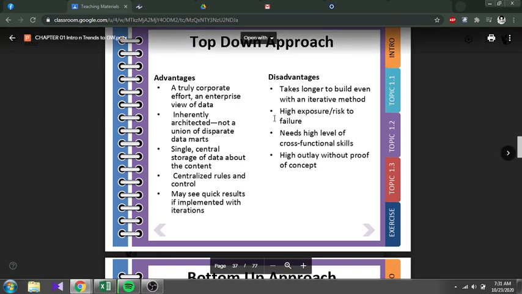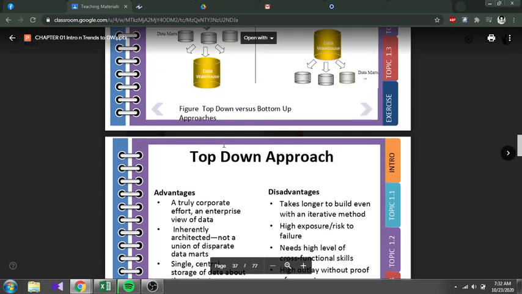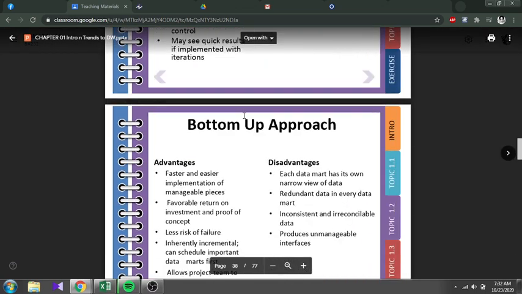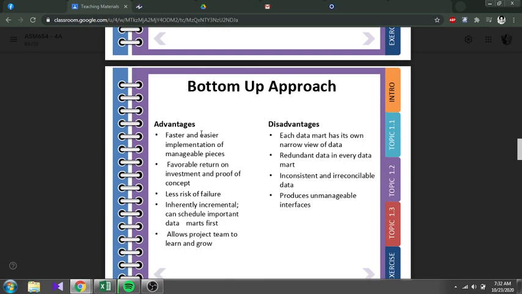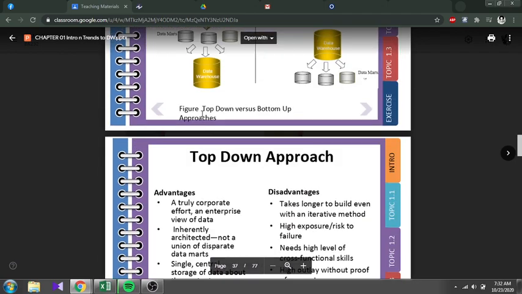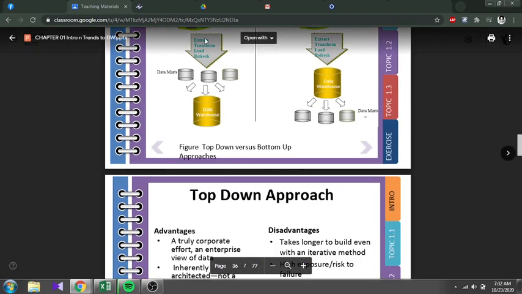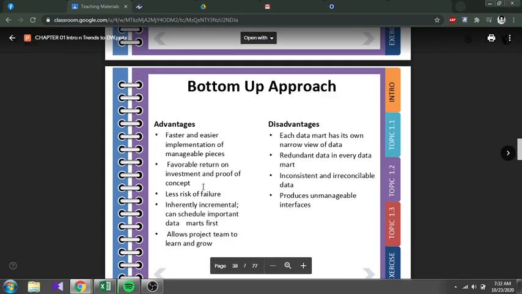Okay, macam dia cakap kat sini, I can say betul lah top down yang this one. Betul ke? Okay, for the bottom up advantages: faster and easier implementation of manageable pieces. Sorry, I think bottom up this betul lah this one, and top down this one. Because dia kata faster easier implementation of manageable pieces, favorable return of investment and proof of concept, less risk of failure, inherently incremental, can schedule important data mart first. Because dia pergi to data mart first. So this one is bottom up.